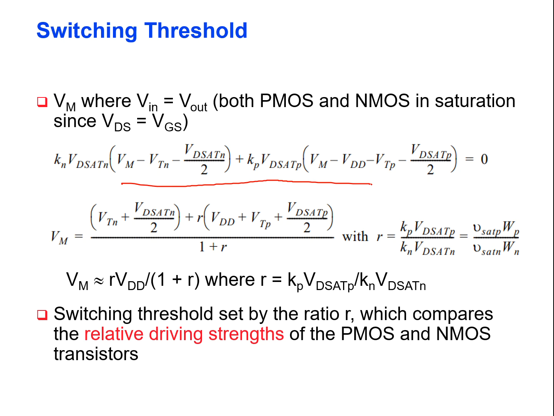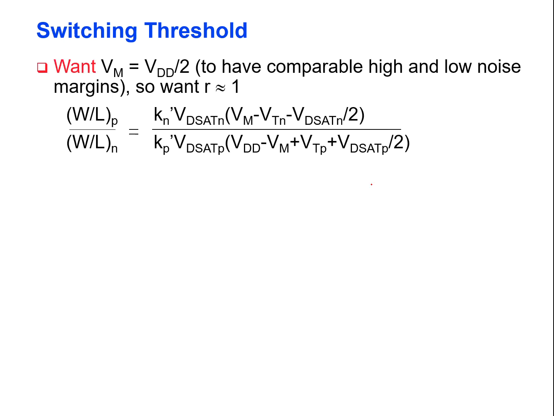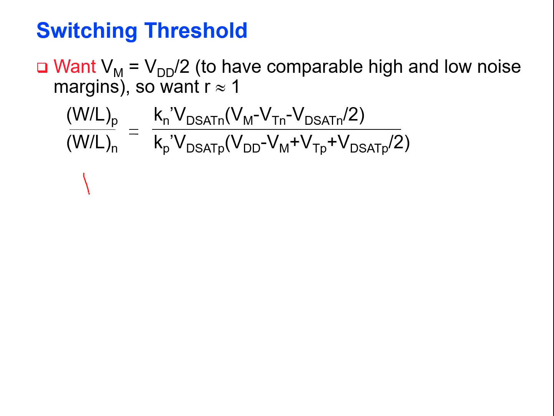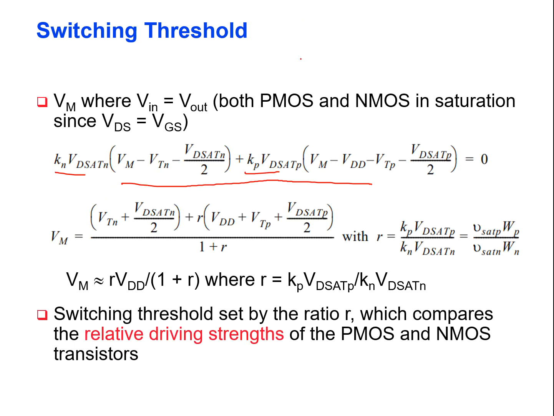From this equation, you are substituting your Kn and Kp value. You know that your Kn is equal to Kn dash into W by L of N. This is your Kn. Substitute this value in this equation for Kn, and similarly for Kp.